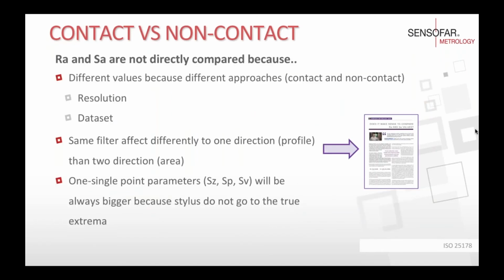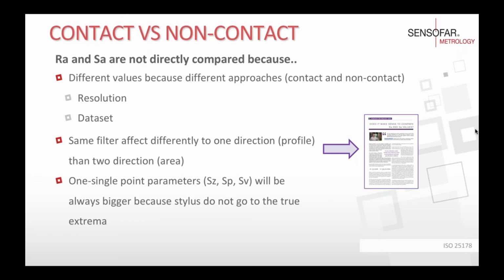So this is a question that we have been asked many times: if Ra and Sa can be directly compared. The answer is no, they cannot be compared directly, for many reasons. The first reason would be that the approaches are completely different.